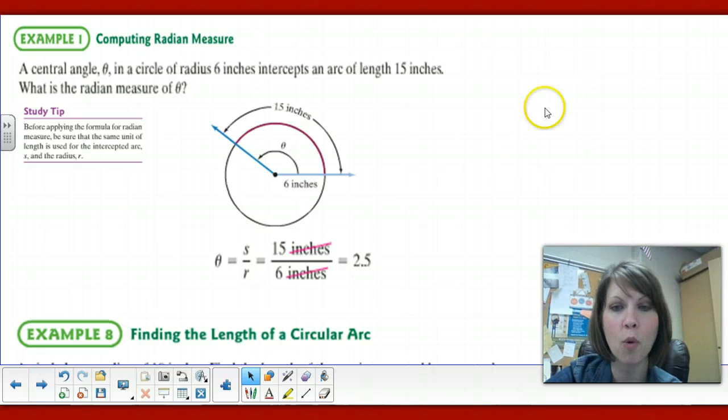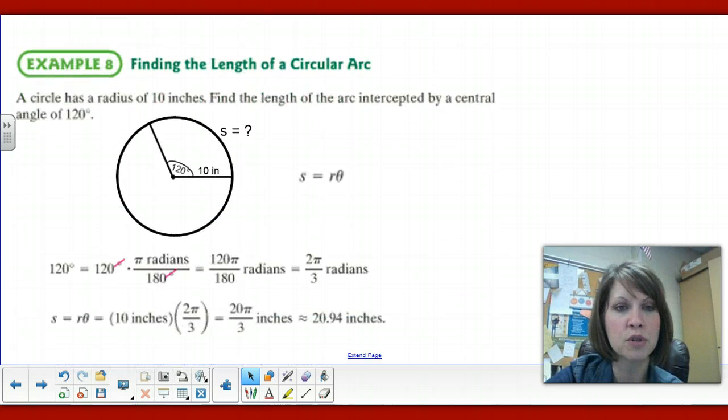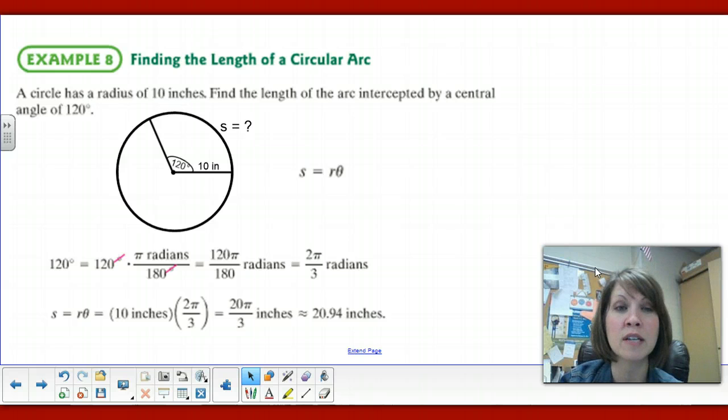Example 1 goes through using the first version of the formula. Example 8 goes through using the second version of the formula. The one thing I did on example 8, I'm thinking it's not in your book, is draw a diagram. Whenever a problem is trying to paint a picture in your mind, I want you to draw that picture. A circle has a radius of 10, and the arc is intercepted by a central angle of 120 degrees. So I've drawn that. We want to find the length of that arc.